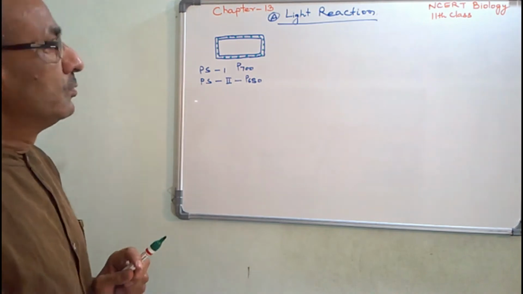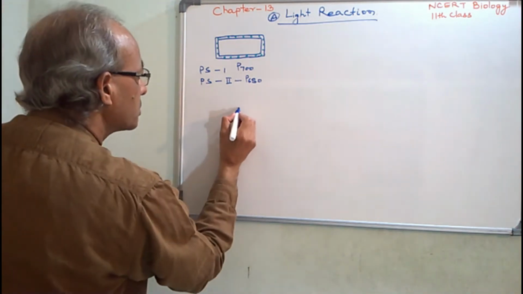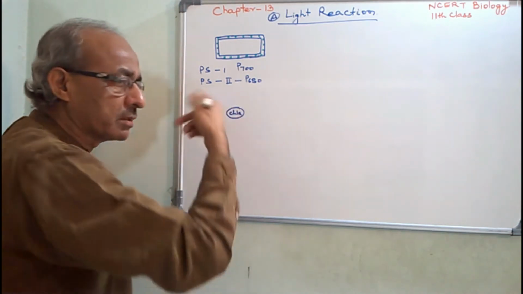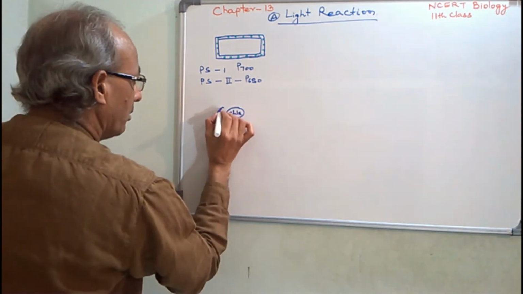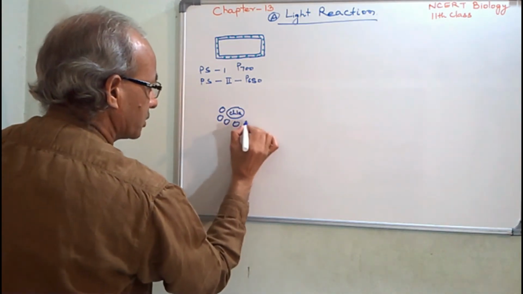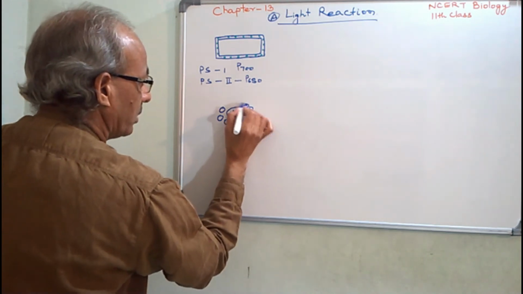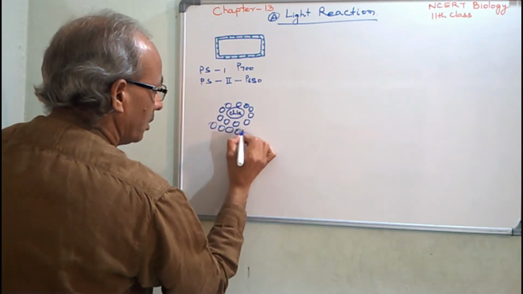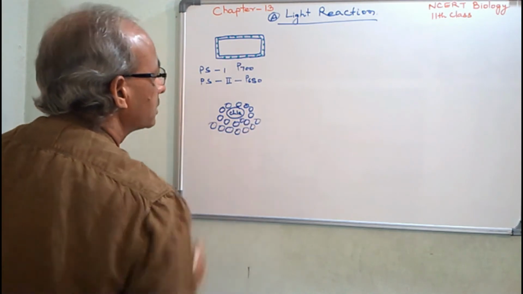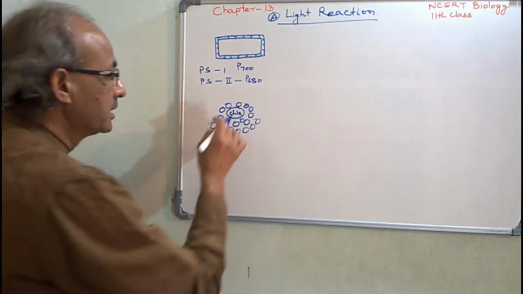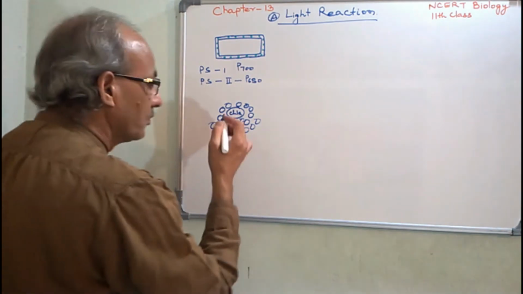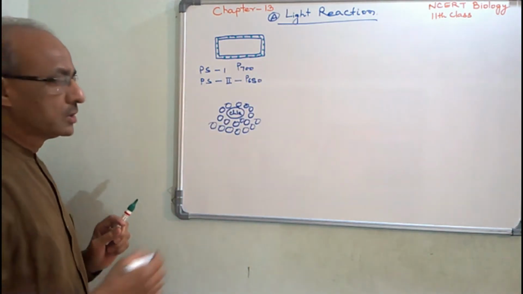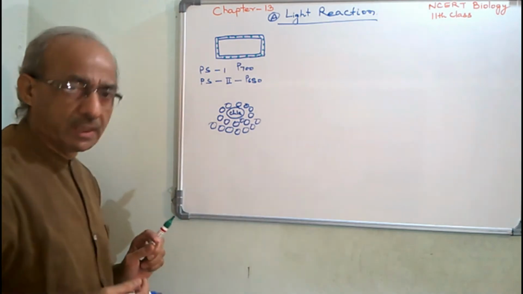In photosystem first, the reaction center is chlorophyll A. Around the chlorophyll A, a number of other pigments are arranged. All the pigments together assist the reaction center chlorophyll A in light reaction. So they are called accessory pigments.